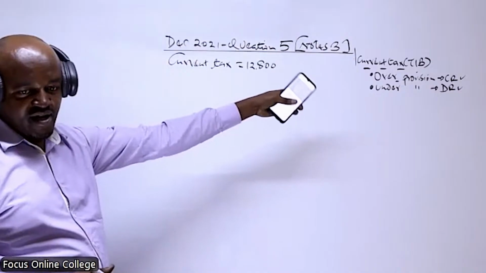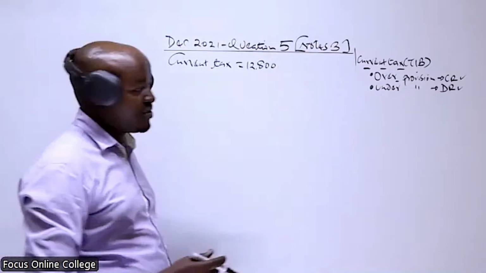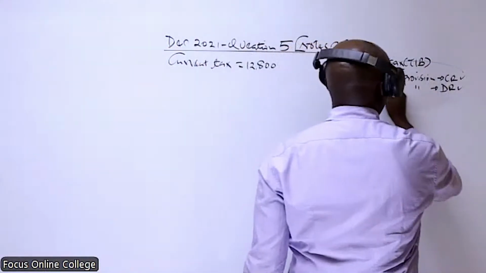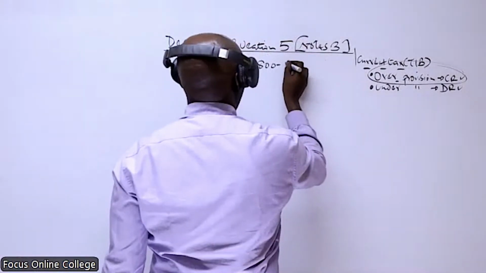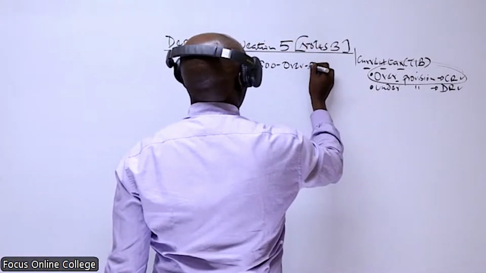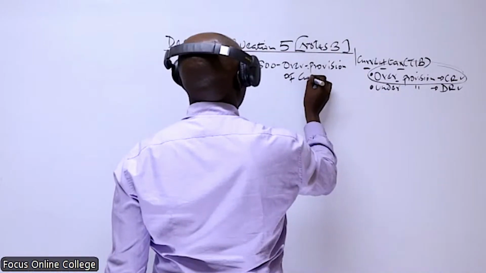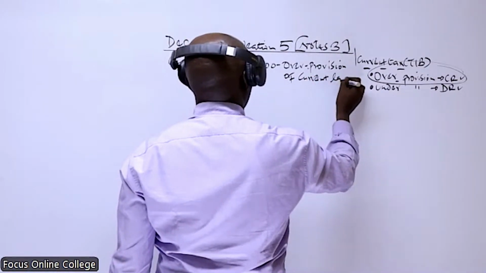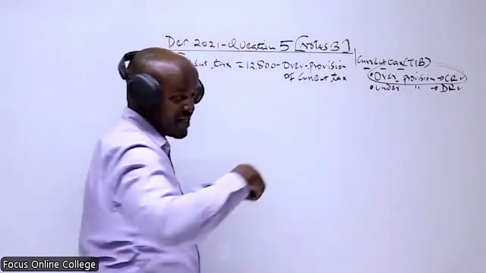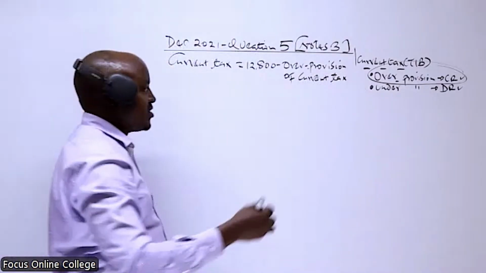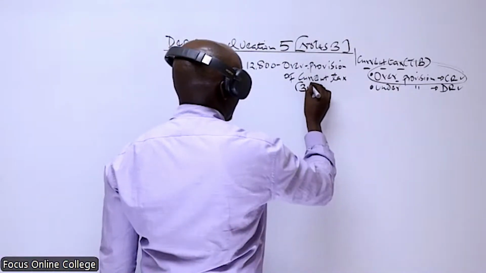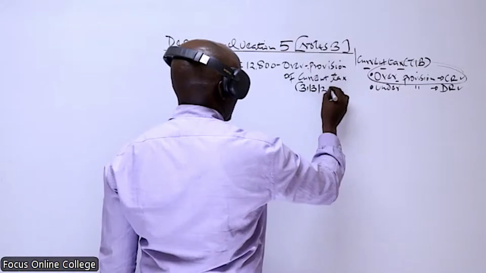Remember what you have said here. Is it over or under? So this one, because it is on the credit side, this one is over. This one is over provision of current tax in the previous year. Remember the current year ended 2021. So the previous year ended 31st of March 2020.